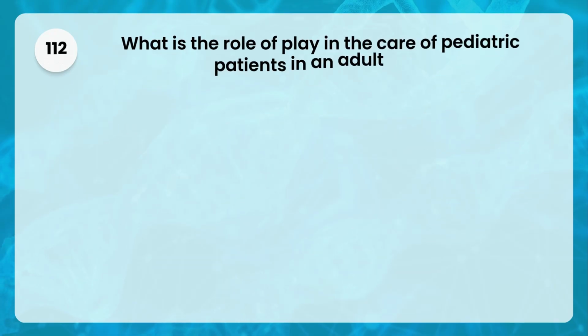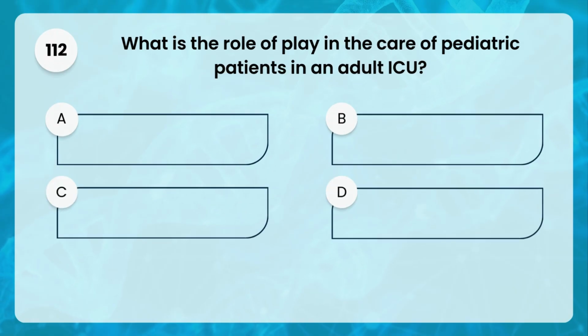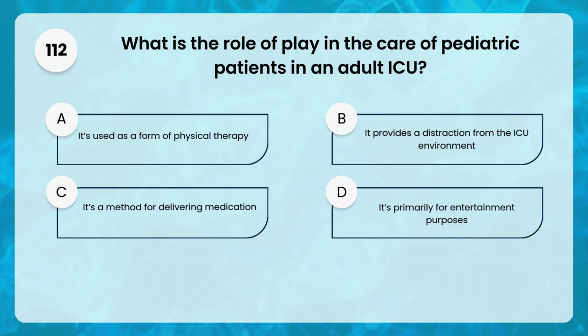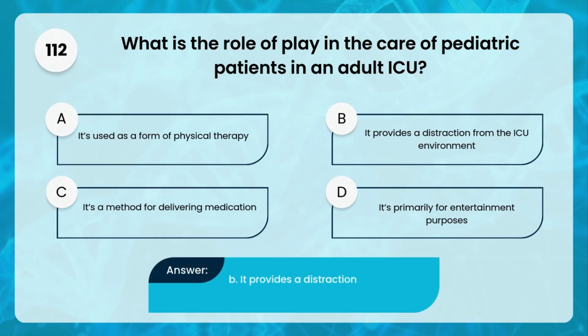112. What is the role of play in the care of pediatric patients in an adult ICU? A. It is used as a form of physical therapy. B. It provides a distraction from the ICU environment. C. It's a method for delivering medication. Or D. It is primarily for entertainment purposes. The answer is B. It provides a distraction from the ICU environment.